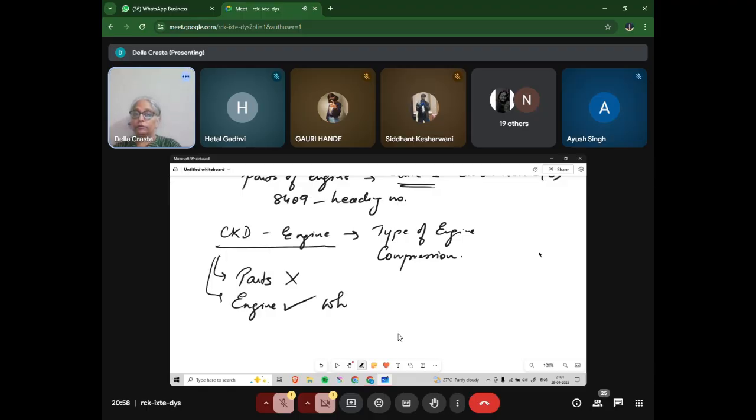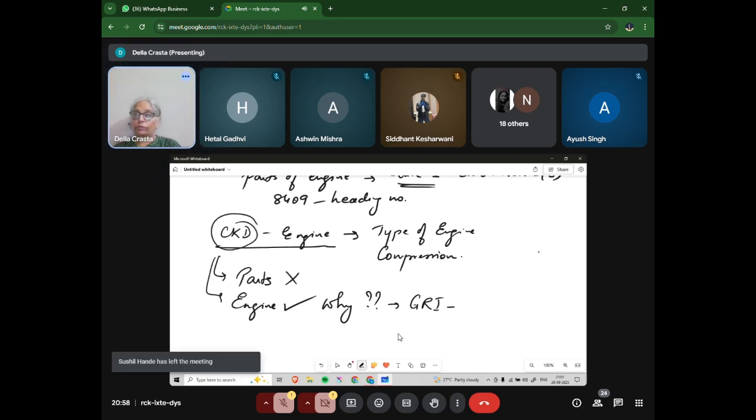Why? GRI? Three B. No. Why 3B? It's a CKD condition. 2A. Okay. So then the classification will be in 8408, where the compression type engines are there.